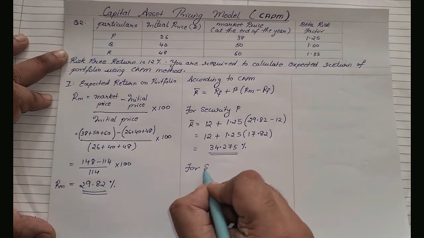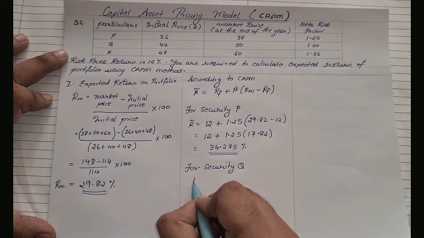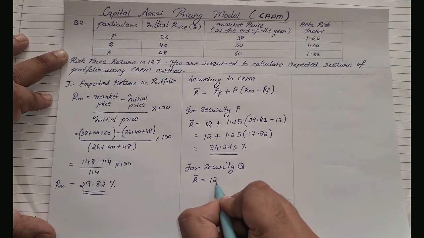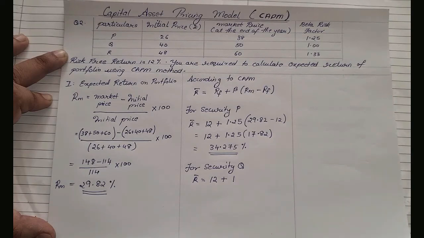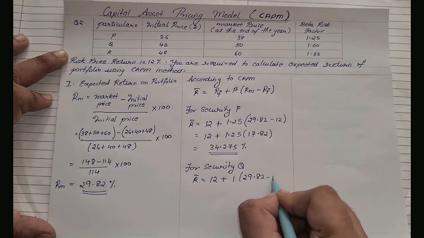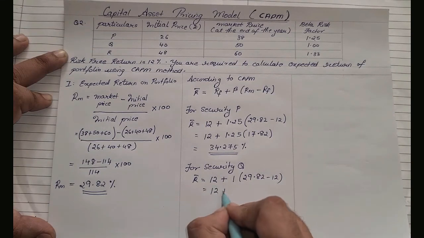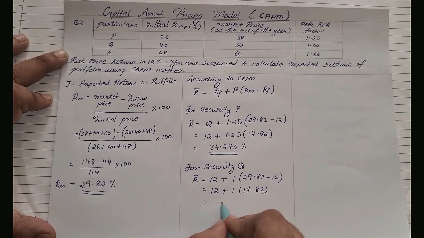Similarly, we need to find for security Q. Again, the expected return would be 12 plus the beta is 1 into 29.82 minus 12. So it would be 12 plus 1 into 17.82. Multiply, add, you get the answer as 29.82%. That's the expected return for security Q under CAPM.